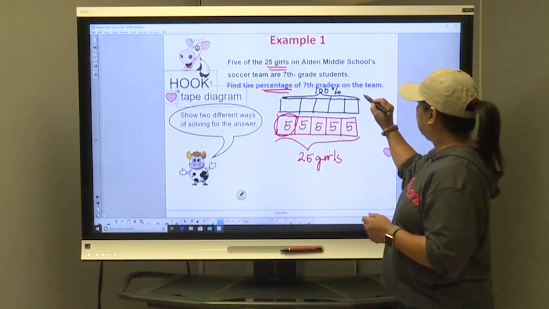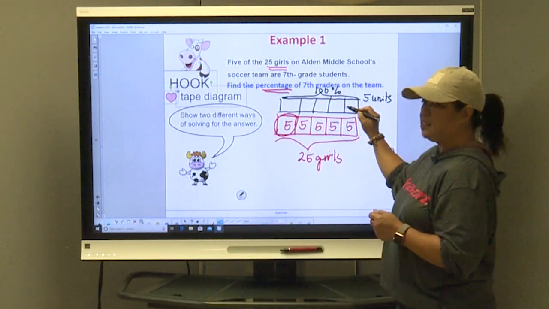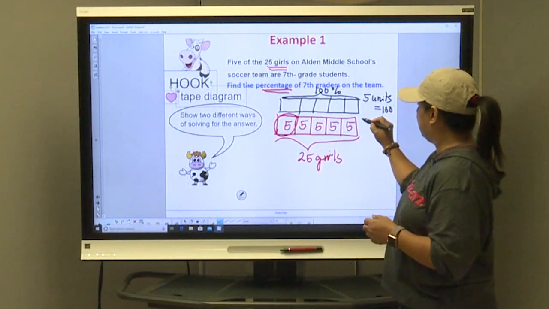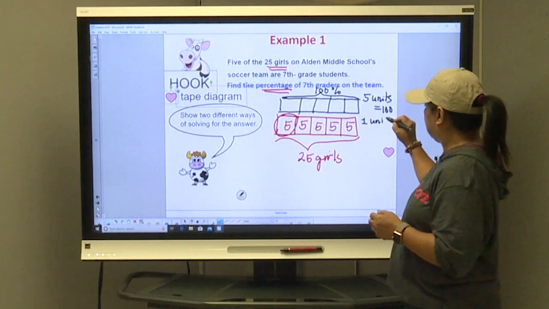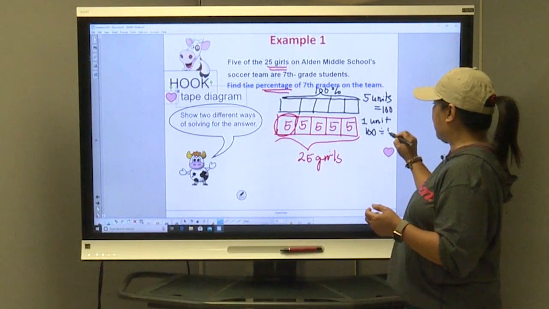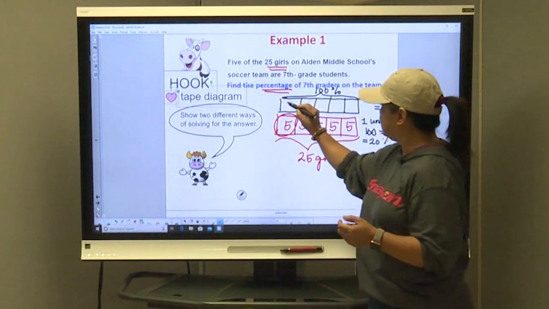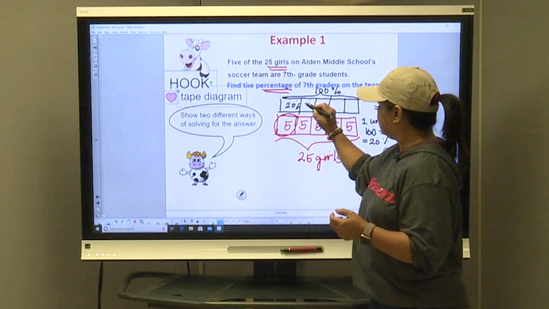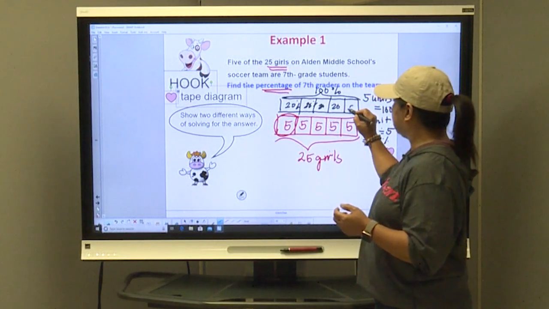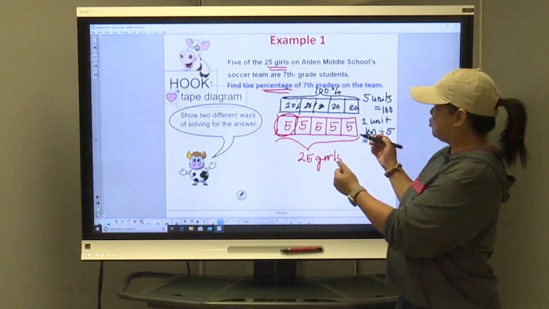So how do we know that? There are 5 units here, okay, in this tape, and that 5 units equals 100. So I want to know what is 1 unit. So 1 unit would be, if the whole thing is 100 and there are 5 parts, then each part is 20%. So this is 20%. This is 20%, 20%, 20%, 20%.